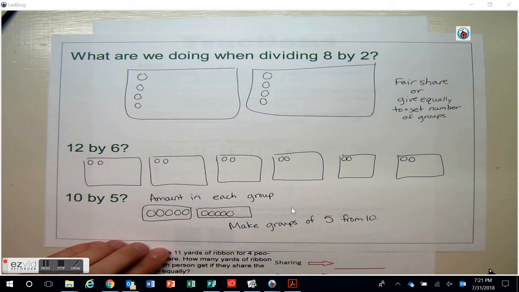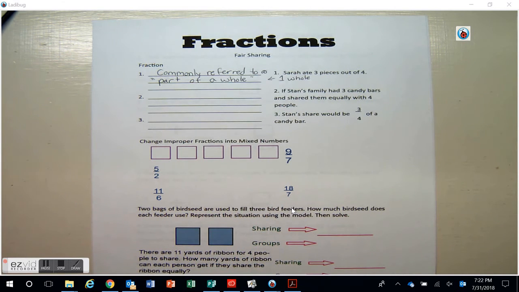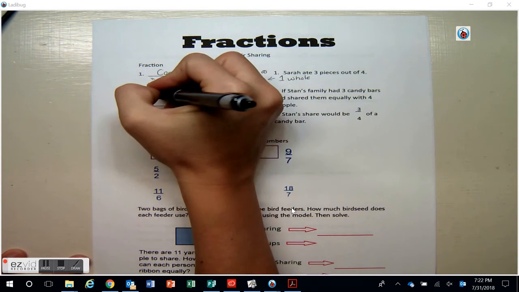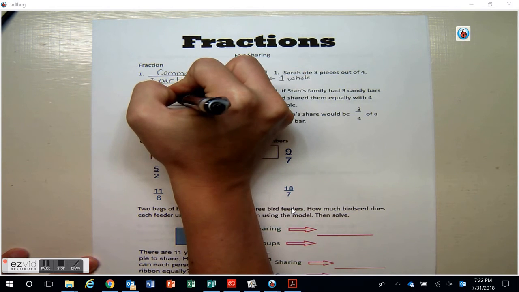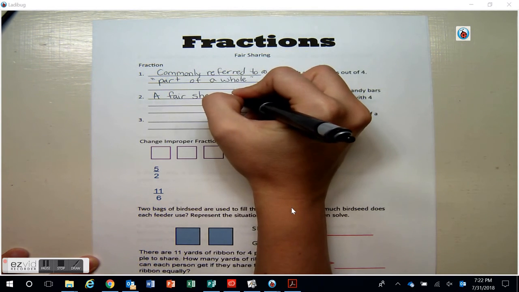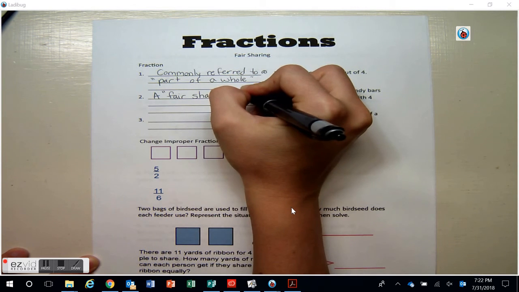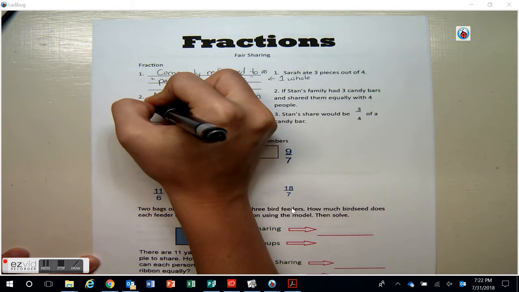So here I have 10 and I'm making groups of 5. So I'm going to do 1, 2, 3, 4, 5 in a group. I'm going to do another 5, 1, 2, 3, 4, 5 in a group, which gives me a total of 1, 2, 3, 4, 5, 6, 7, 8, 9, 10.